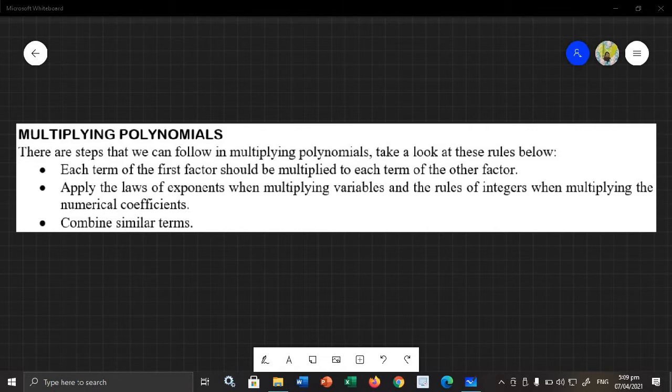Okay, and then the second one is we need to apply the laws of exponents when multiplying the variables and the rules of integers when multiplying the numerical coefficient. Most probably, yung gagamitin nating laws of exponent dito kadalasan is yung sa product rule, okay, kasi we are multiplying polynomials. And we talk about integers, diba? So, you know how to add, subtract, multiply, and divide integers. So, we will be using our knowledge in this lesson. And then lastly, if there are similar terms, you need to combine them. So these are the rules that we will use in multiplying polynomials.